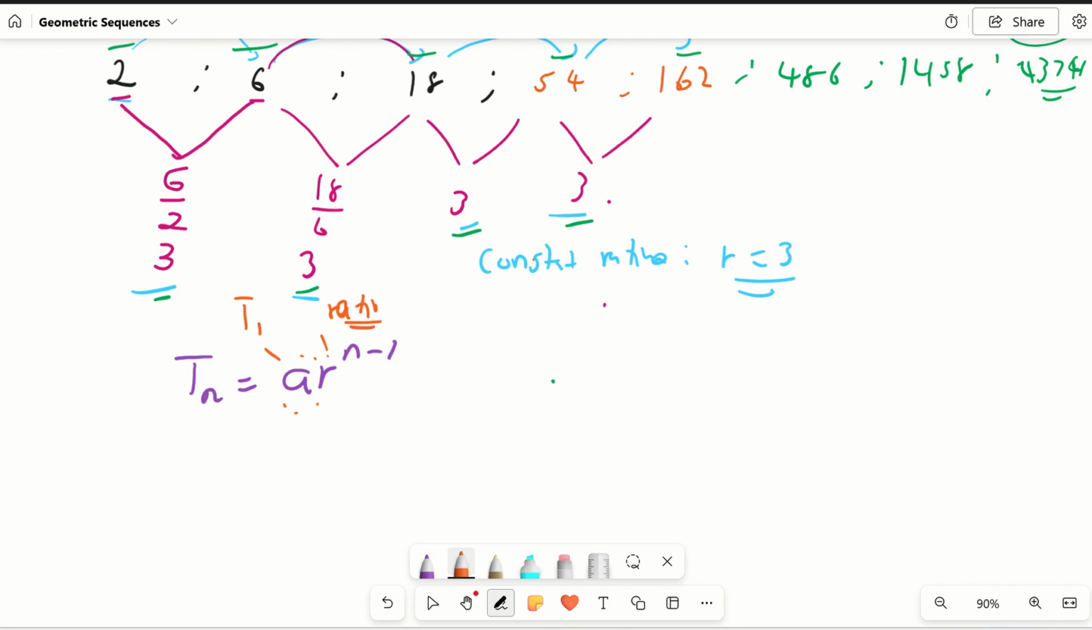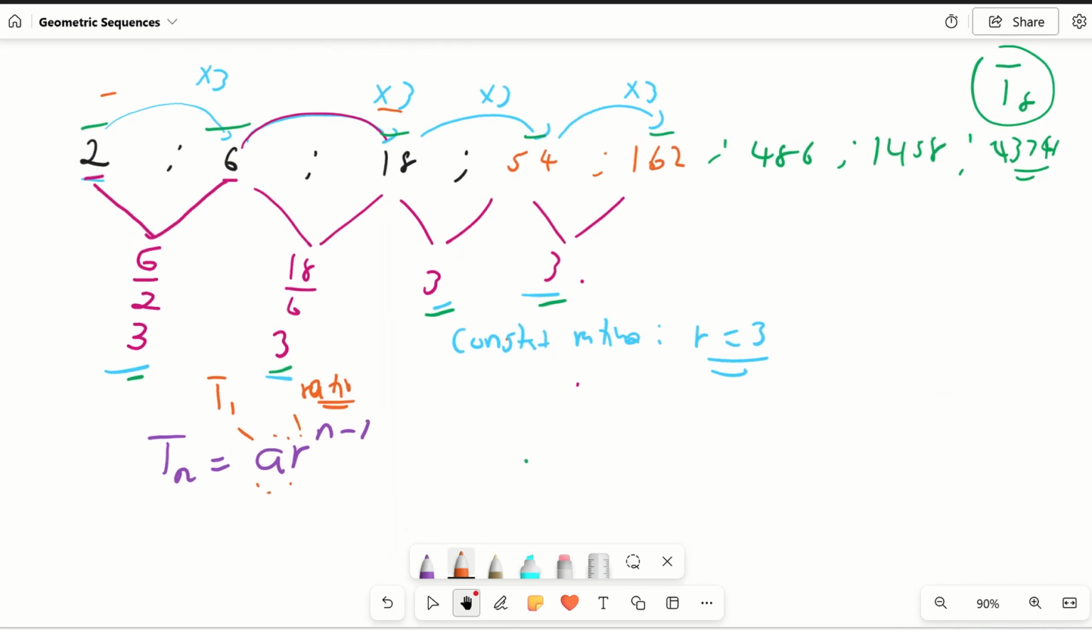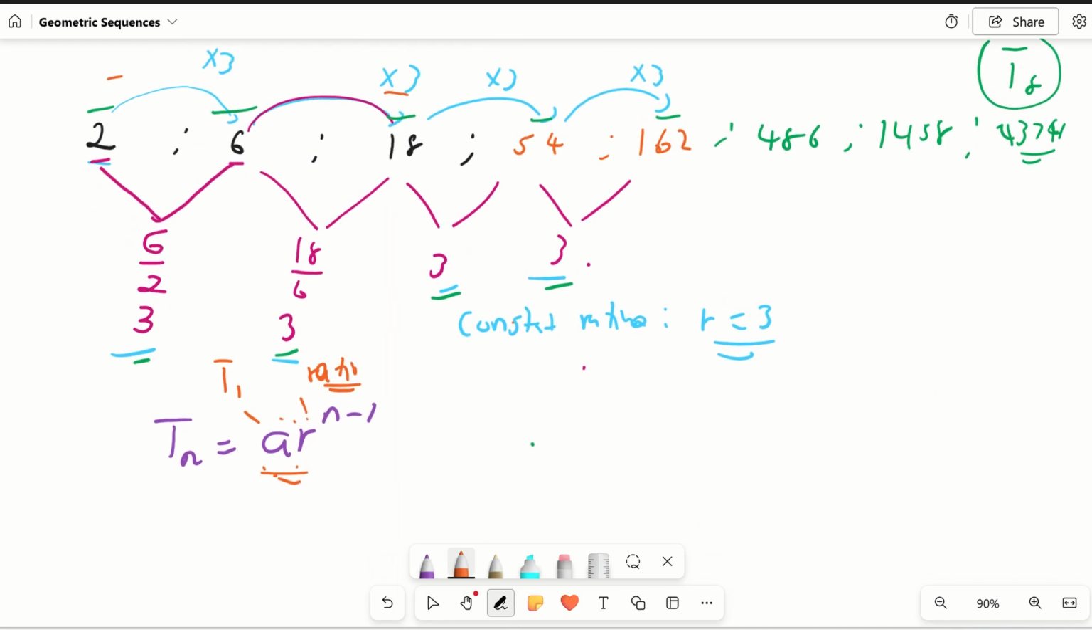Now since you have the general term of an arithmetic sequence and a geometric sequence, I want you to find me the general term of this specific sequence using this formula, and also find me T8 using the formula. I'm giving you 2 minutes, 3 minutes. Let's go.